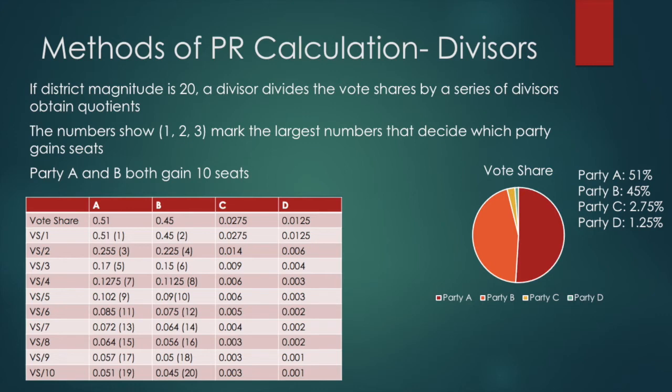The numbers in brackets, such as the 1 in brackets after 0.51, represent the largest numbers that will decide how seats are allocated. In this scenario, we see that Party A and Party B have the largest 20 numbers. This means that 10 seats will be allocated to Party A, 10 seats will be allocated to Party B. The quota system can likely provide more opportunistic outcomes for smaller parties compared with that of the divisor system.